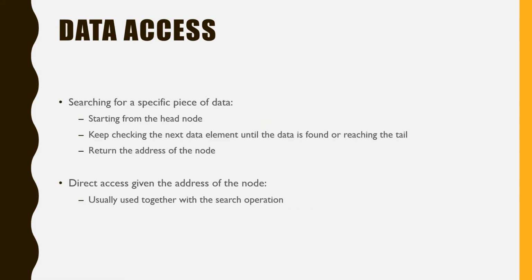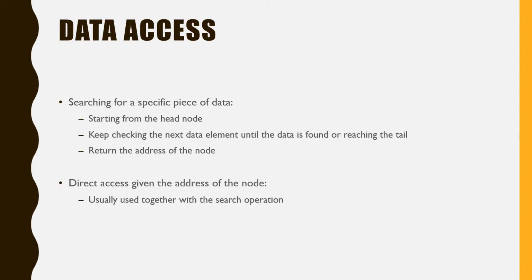Now, let's look at the data access operations. The linked list data structure supports 2 types of data access operations. We can either search the entire linked list for a specific data element, and we can retrieve the information of a data element given its address. For search, we simply start with the head node and check the data elements one by one. Such an operation will take linear time.